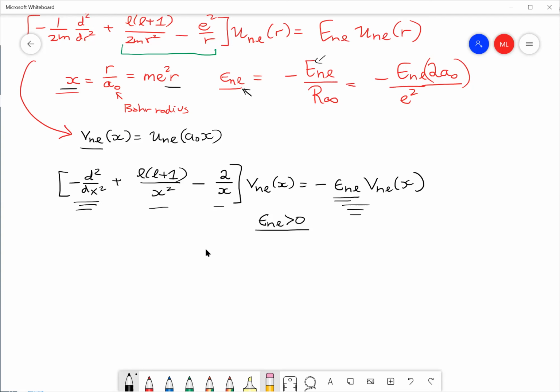Throw out which terms? Sorry, say again? So for large x, we can throw out these guys, right? These guys are small as x goes to infinity, because they're divided by x. So if we toss those out, what kind of solutions do we get for V? Exponential. Yeah, exactly.